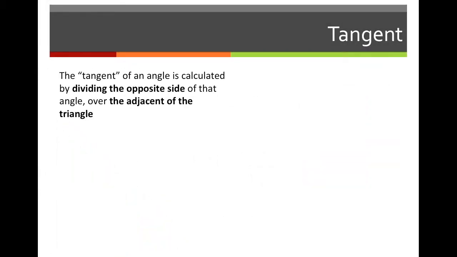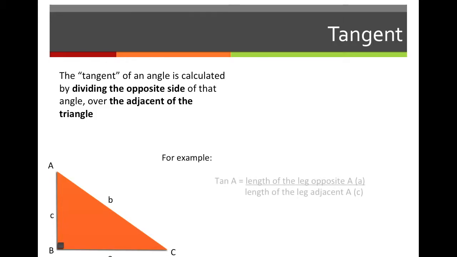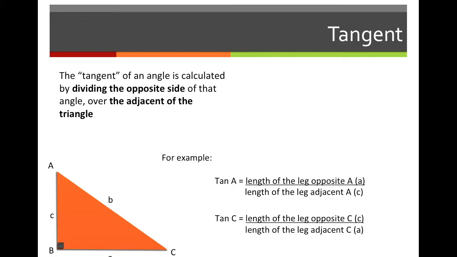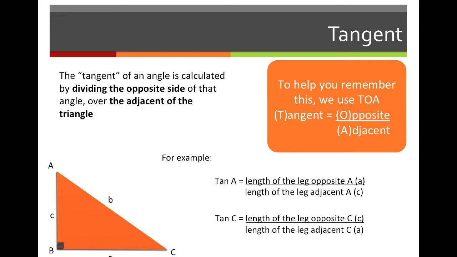Finally, we have tangent. The tangent of an angle is calculated by dividing the opposite side of that angle over the adjacent side of the triangle. And in this case, here's an example. If I focus on A, it would be tan of A is equal to the length of the leg opposite A over the length of the leg adjacent to A. And tan of C is the length of the leg opposite C over the length of the leg adjacent to C. You'll notice that tangent has nothing to do with the hypotenuse. It's the only ratio that doesn't need the hypotenuse. In order for us to remember what to divide, we use the word TOA, where T is for tangent and O and A are opposite over adjacent.